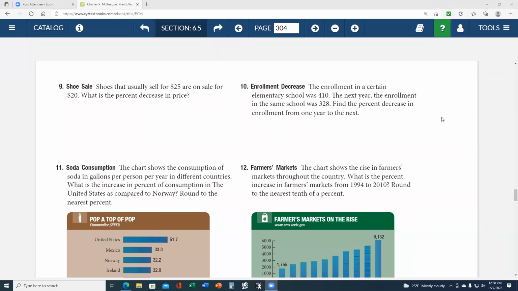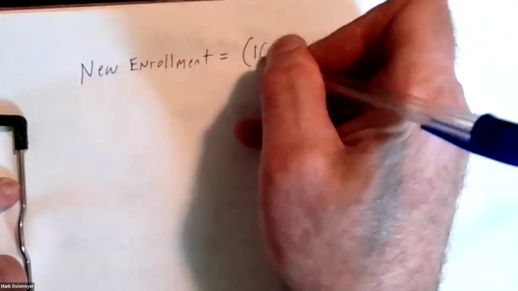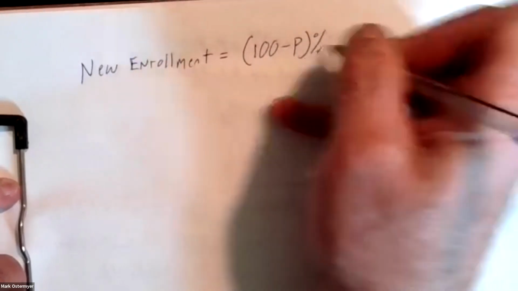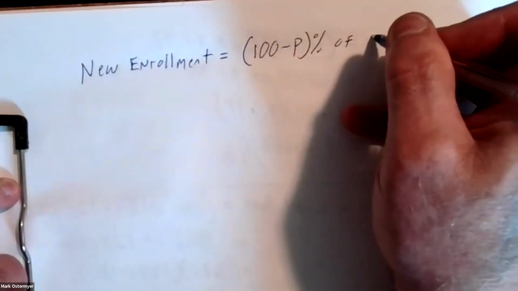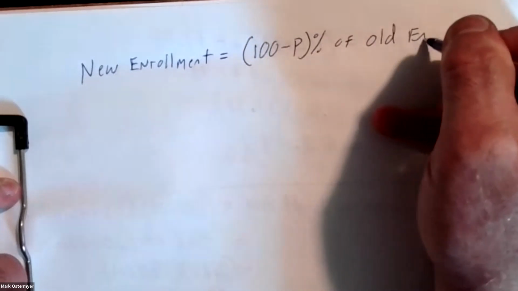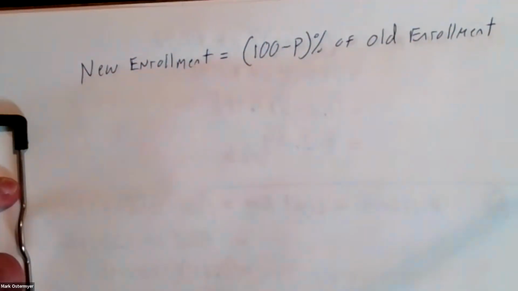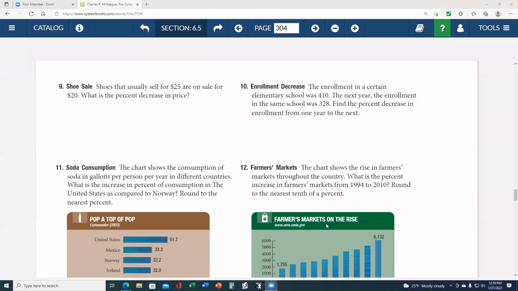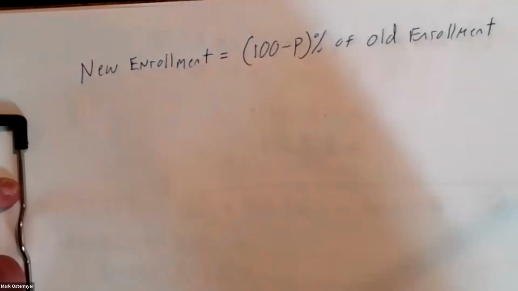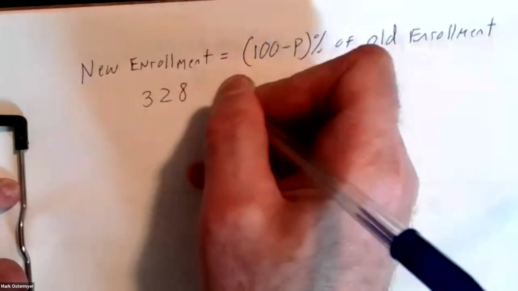Decrease. So we're going to set up a crude equation here. The new enrollment is going to be 100 minus P percent of the old or the initial enrollment. But what is the new enrollment? They tell you the new enrollment is 328, correct? And the initial or the old enrollment was 410. So 328 goes on the left side of our equation.